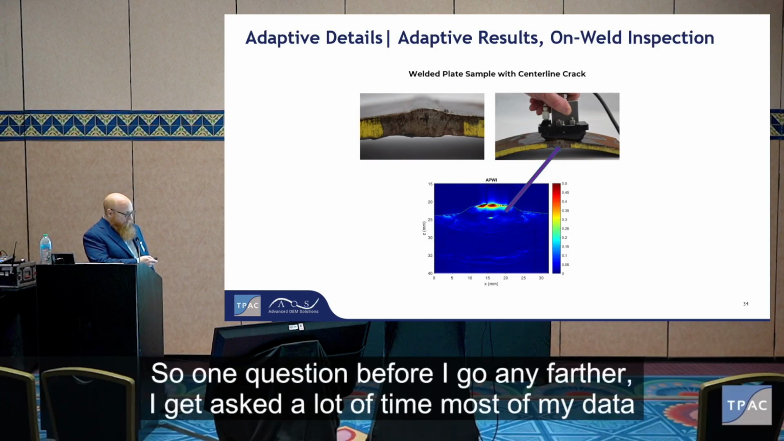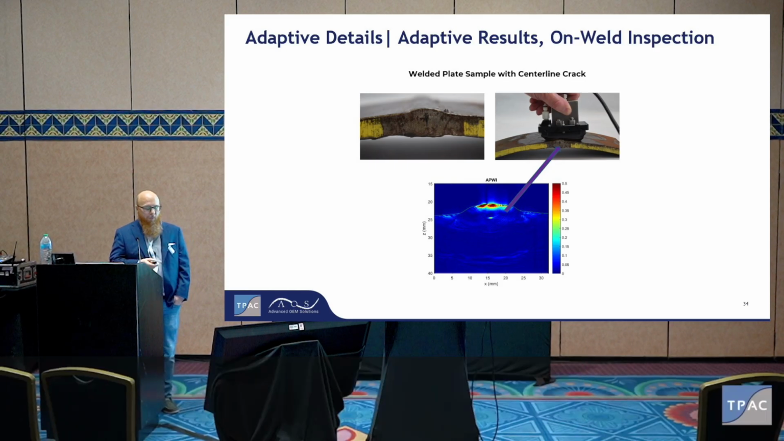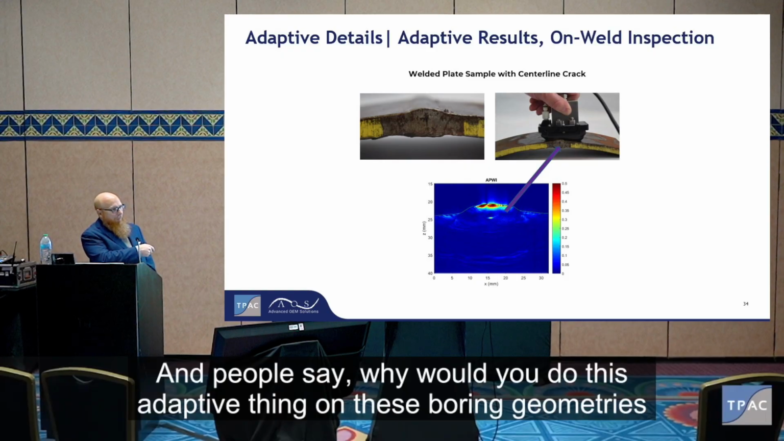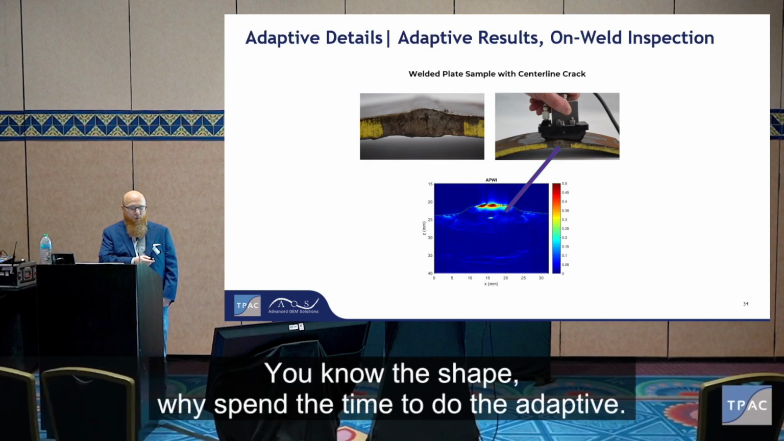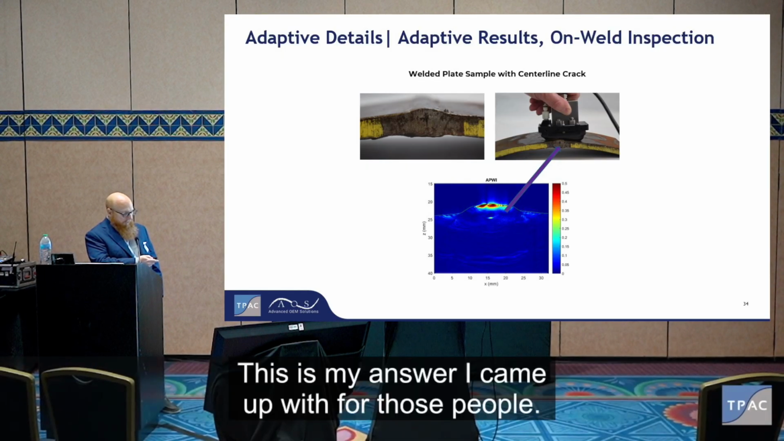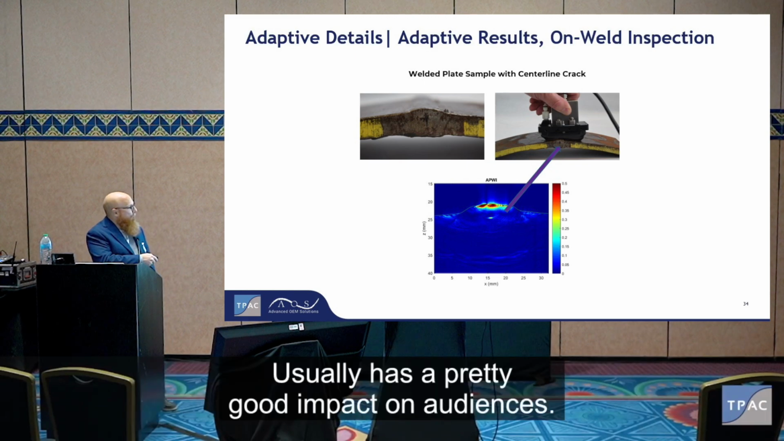So one question before I go any farther, I get asked a lot. Most of my data is going to be from aerospace, on plate or billet scanning. And people say, why would you do this adaptive thing on these boring geometries of a rectangular plate or a round billet? You know the shape. Why spend the time to do the adaptive? This is my answer I came up with for those people. There are actually two videos of this in a row that I'll share. It usually has a pretty good impact on audiences.